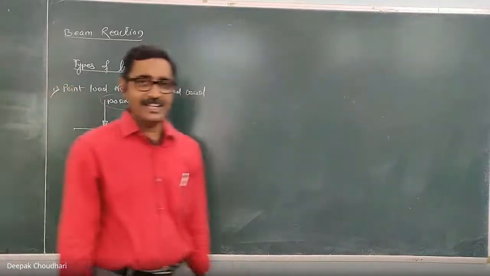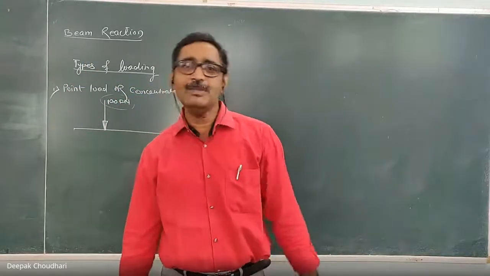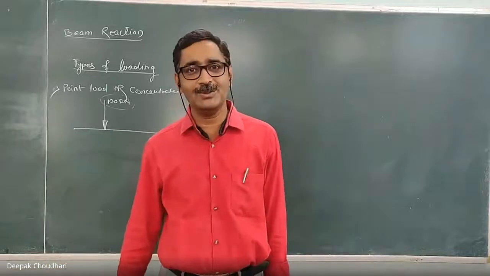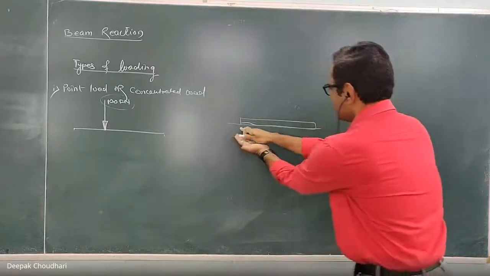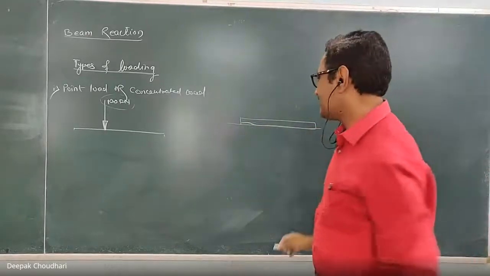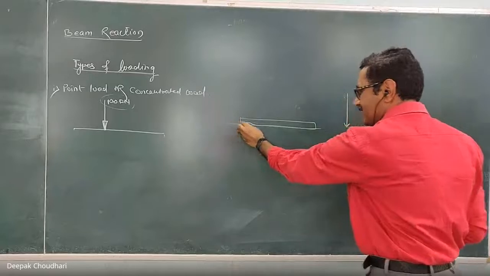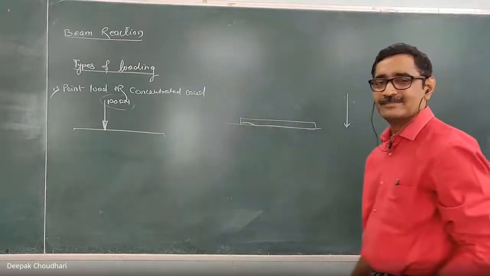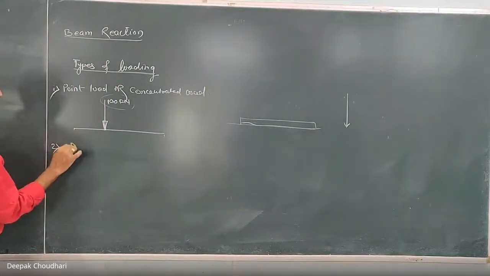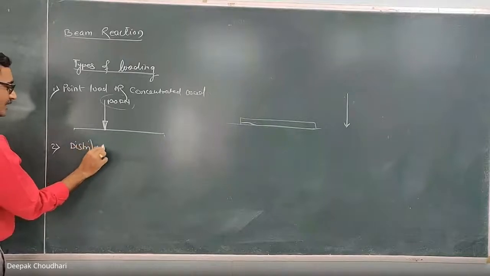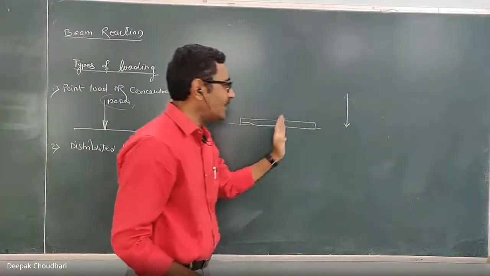For example, when I am standing, the weight of my body is acting only at one point, so that can be considered a point load or concentrated load. When I lie down, the weight of my body is distributed over this much length. So the second type of load is the distributed load. Have you understood the difference between the concentrated or point load and the distributed load?